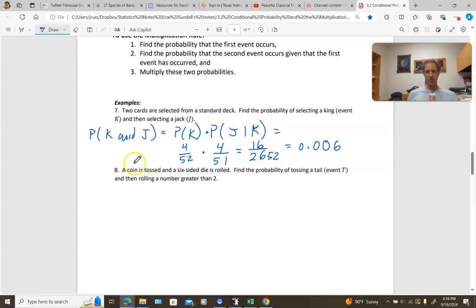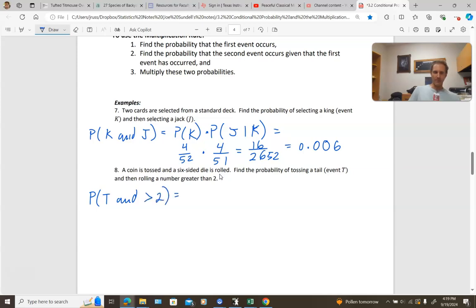Number 8, a coin is tossed and a 6-sided die is rolled. Find the probability of tossing a tail, which we'd call event T, and then rolling a number greater than 2. Okay, so I can denote this like this. I can say the probability of tossing a tail and rolling a number that's greater than 2. So I can use the greater than symbol and put a 2 in here.